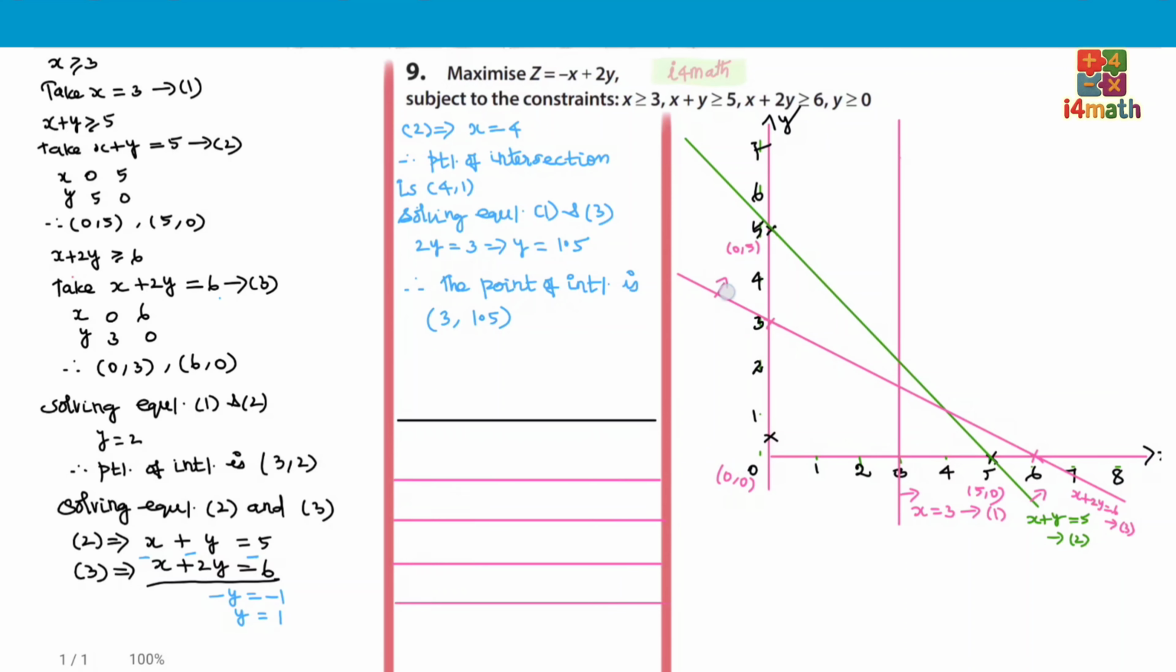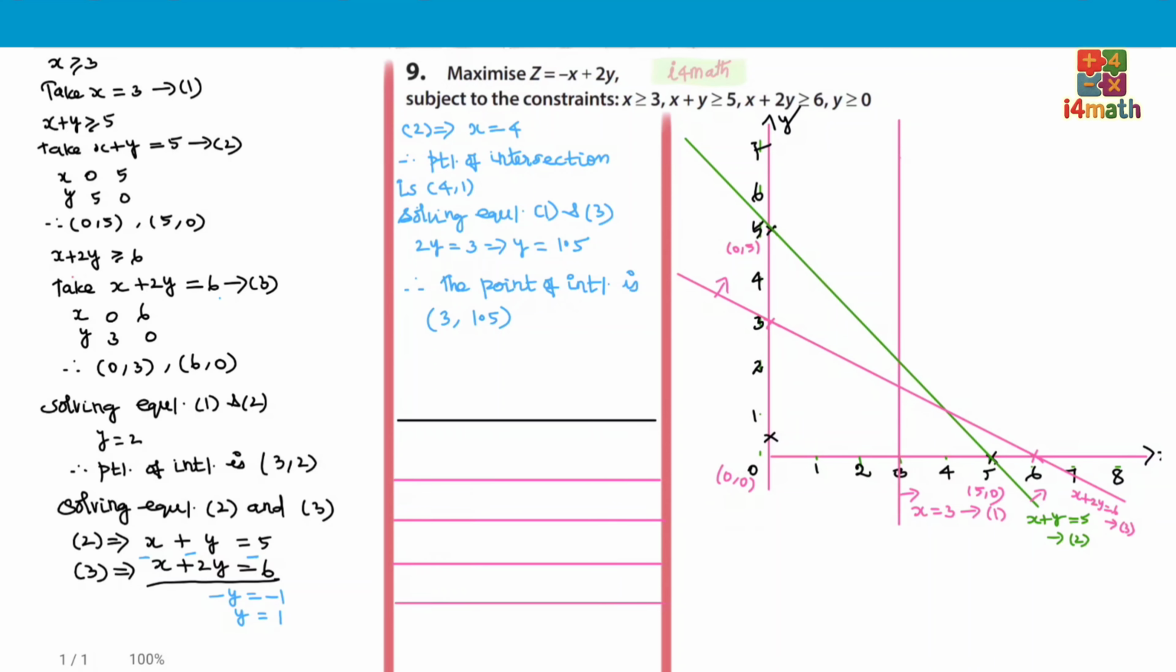So for this line the shading should come this side. I'm marking here. Next, let us calculate the feasible region for all the three inequalities. For line number 1, shading should come this side. For line number 2, shading should come this side. For line number 3, shading should come this side.